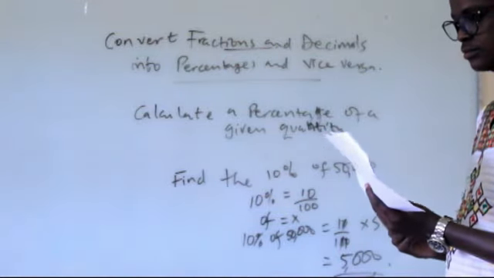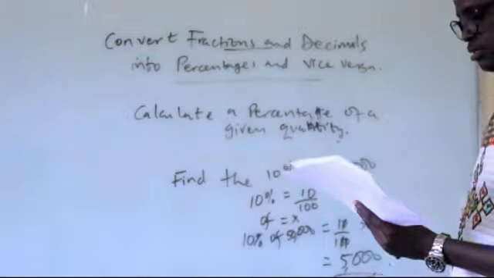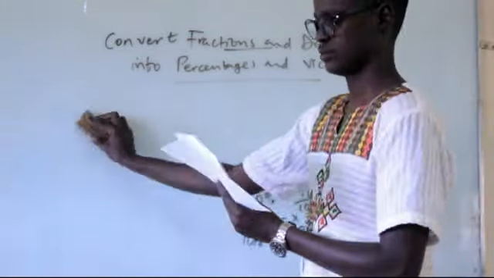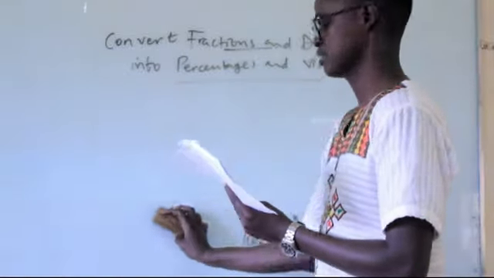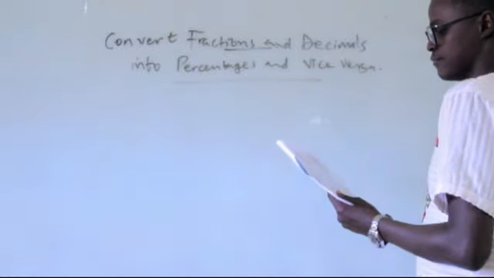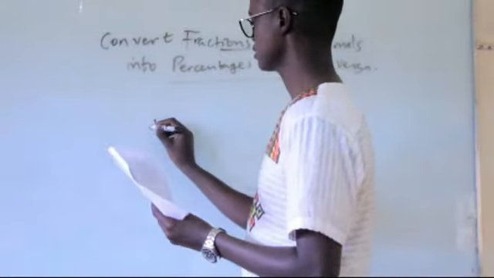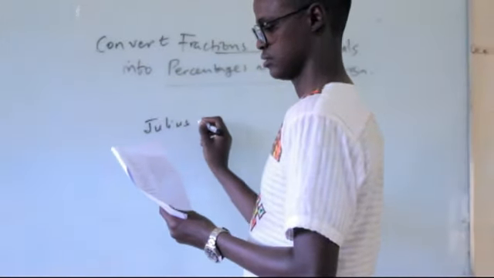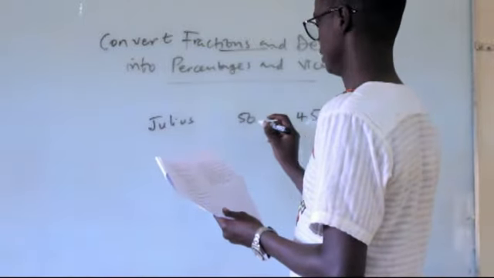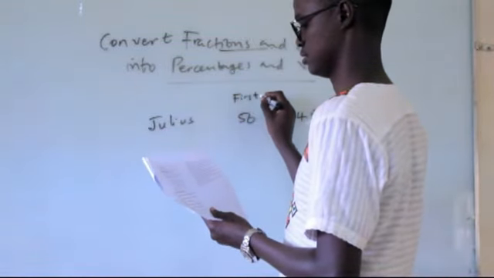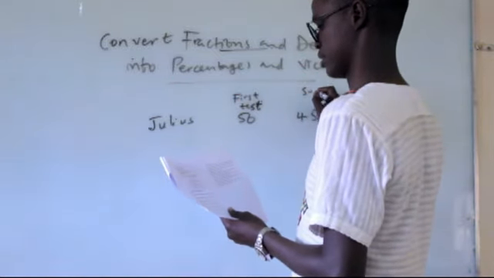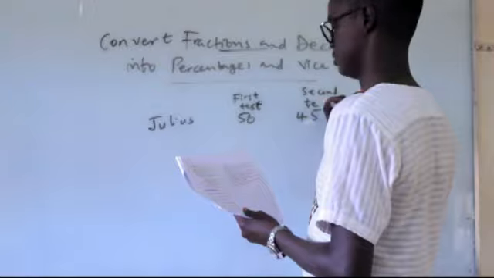Now, we have an activity to do which looks at students' marks scored in the various tests. So we have Julius, who scored 50 and 45. This is the first test, and this is the second test.